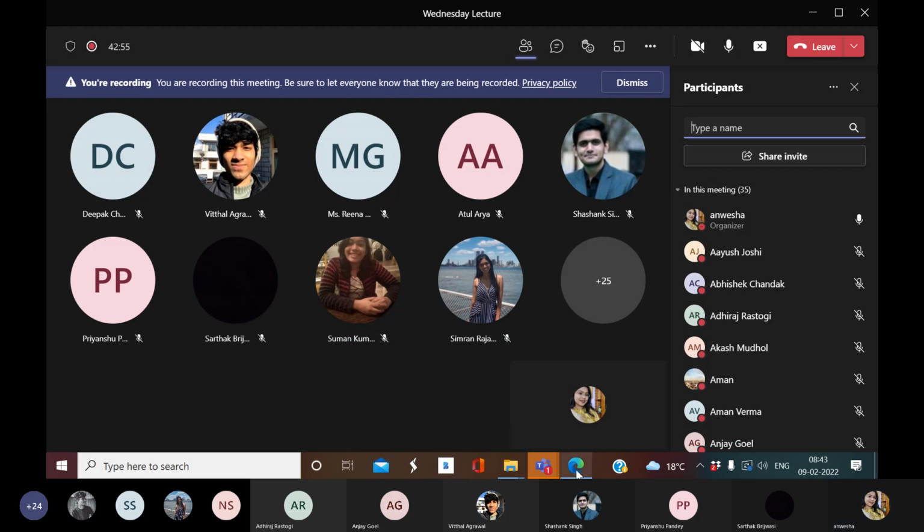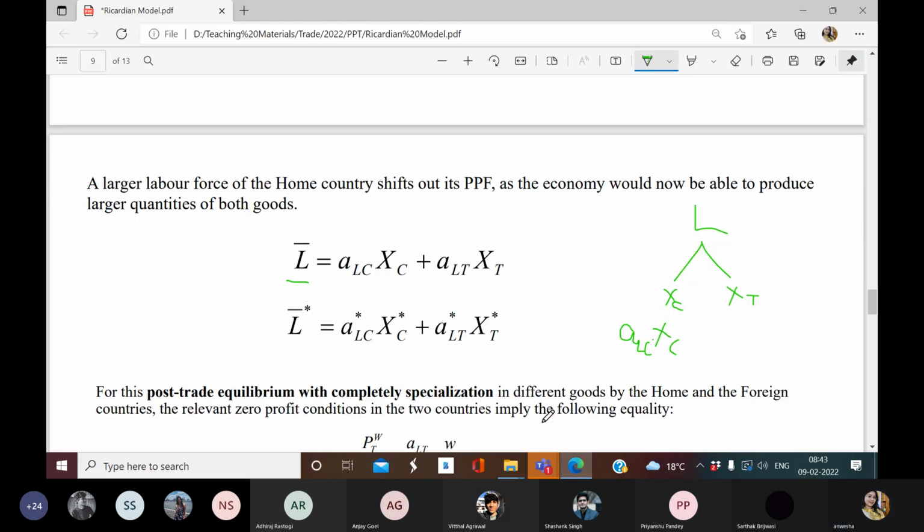Right? So total demand for labor in the computer sector is aLC XC. So aLC is the amount of labor required to produce 1 unit of computers, and XC is the total amount of computers produced. So aLC XC is the amount of labor demanded in computer.